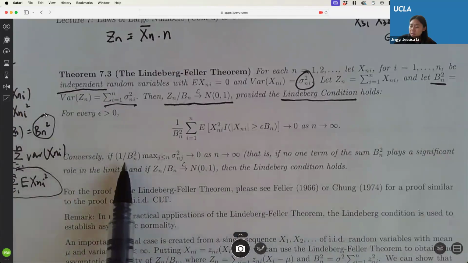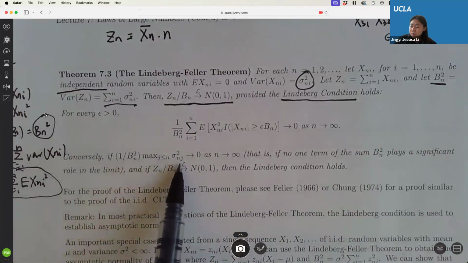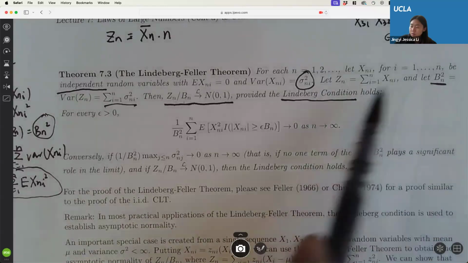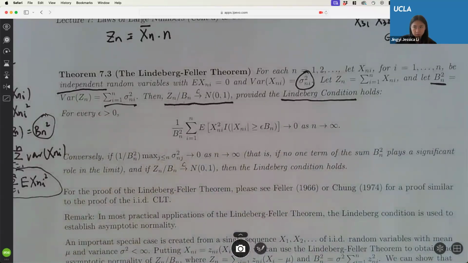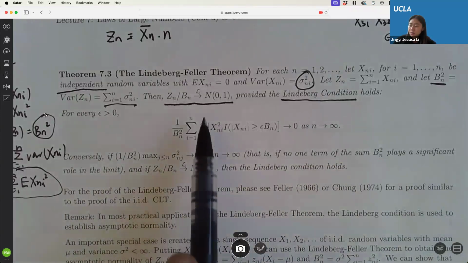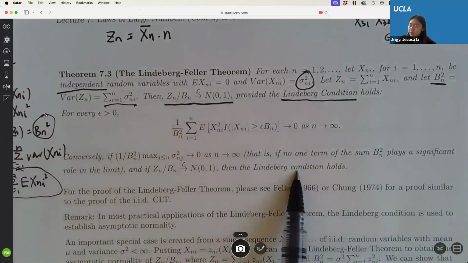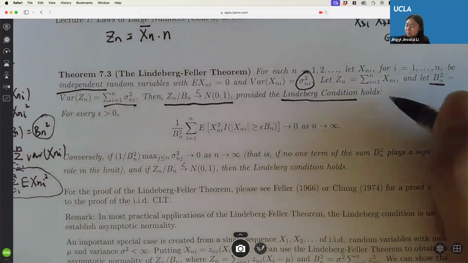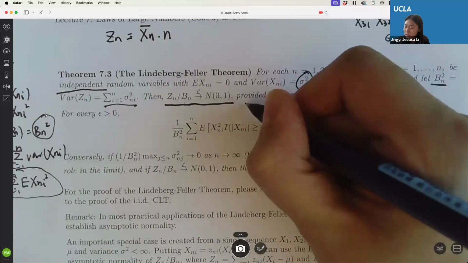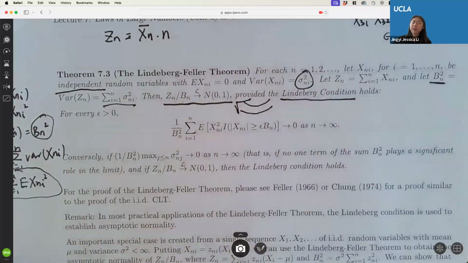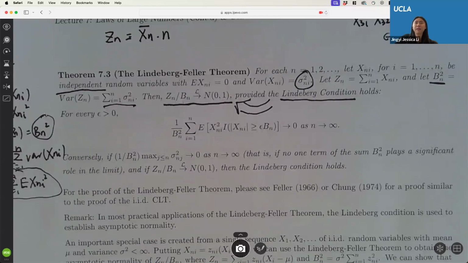So we just need to add another thing, that no single term's contribution to this total variance is significant. So as n goes to infinity, the contribution by a single one is negligible. So adding that, no one term of the sum Bn squared plays a significant role in the limit. So adding this together with the central limit theorem-like result, we get the Lindeberg condition. But I think this is less useful than the statement, because we need to say that given the condition, we can prove a central limit theorem-like result.